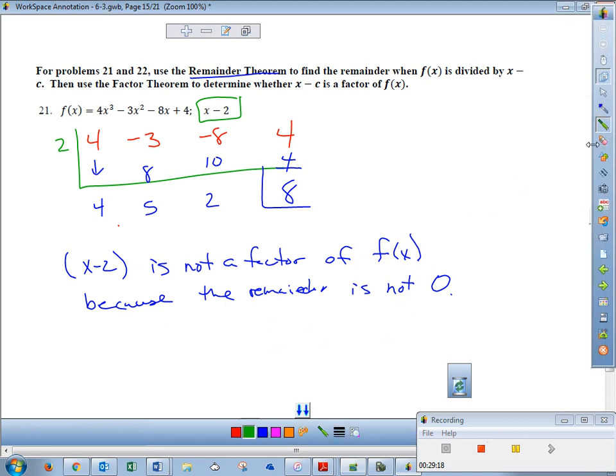And just be careful with those, because 90% of the time we synthetically divide, we usually get a remainder of 0 because of the stuff we were doing before. We didn't know if this was a root or not. So that's what happened. Cool?